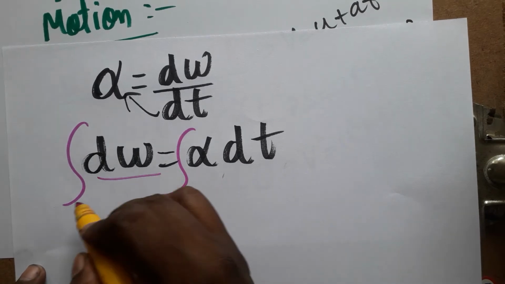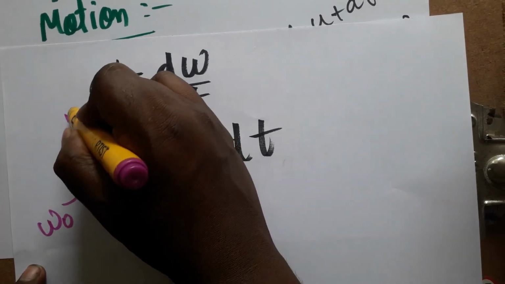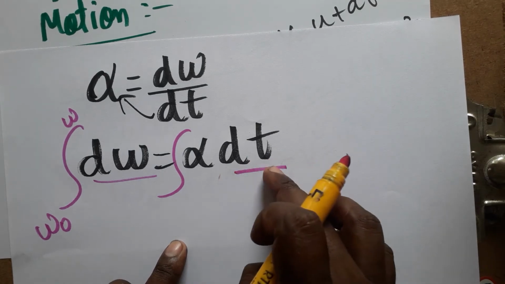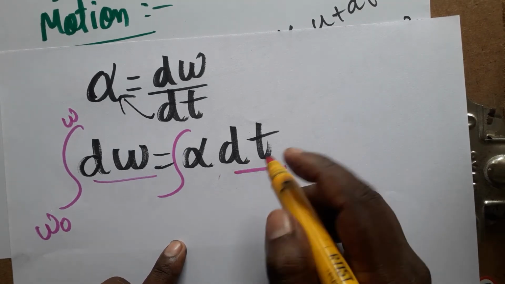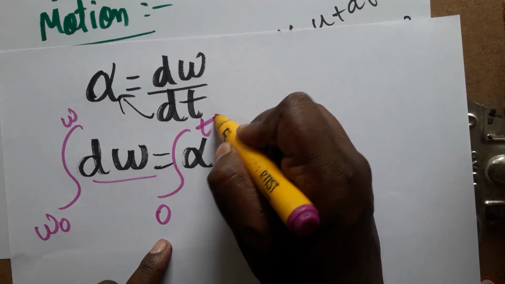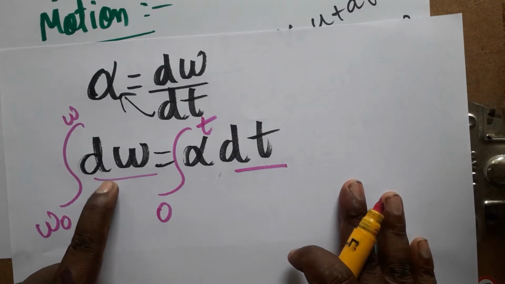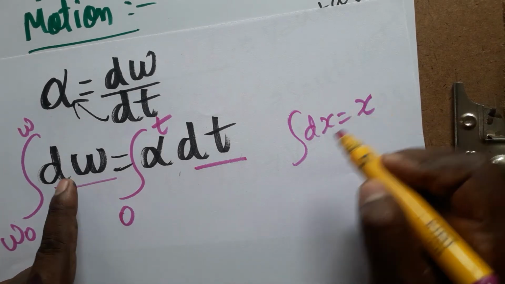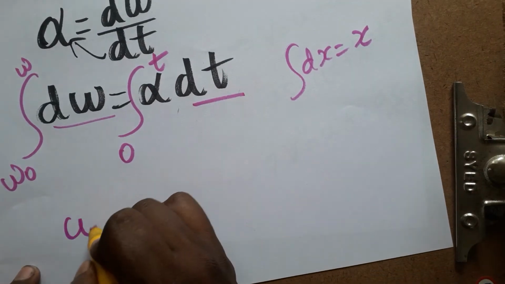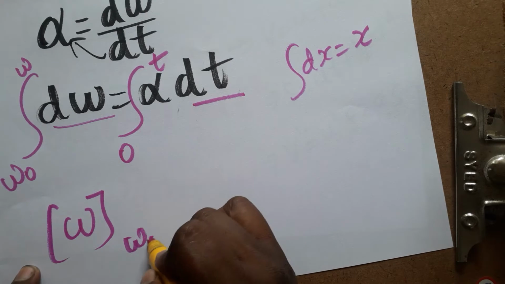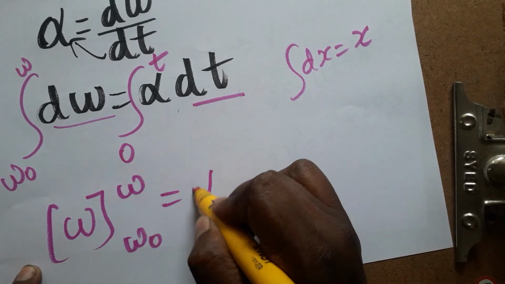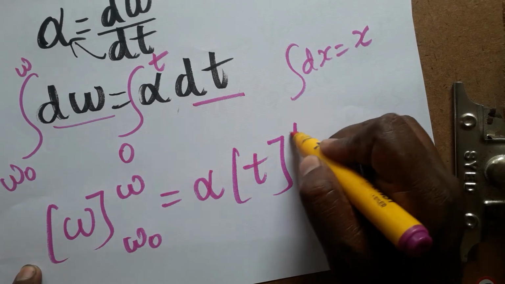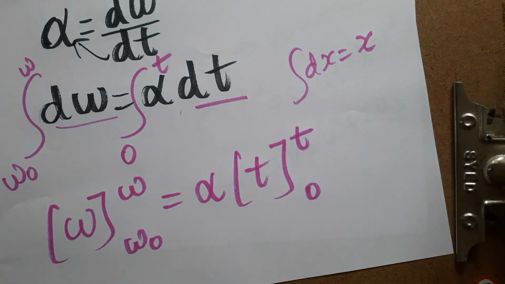It is the initial angular velocity and the final angular velocity. Here the variable is time. Always the one with small d, whatever is there, is called the variable. Here 0 is the initial, t is the final. Integration of d omega: integration of dx is x, so integration of d omega is omega, from omega naught to omega. Omega is equal to alpha, integration of dt is t, from 0 to t. It's an integration formula.